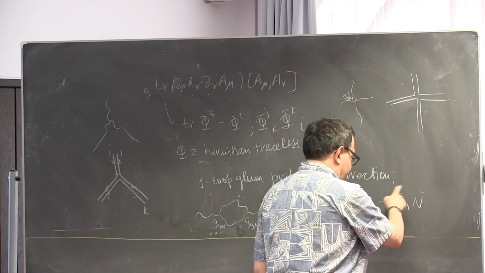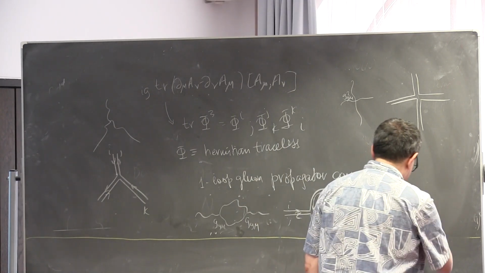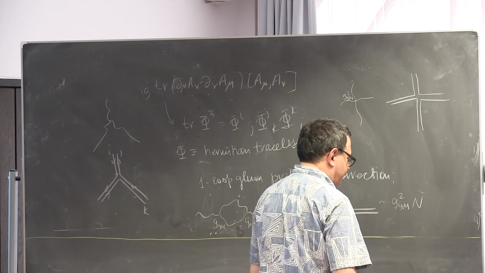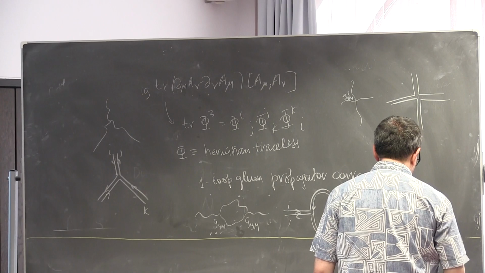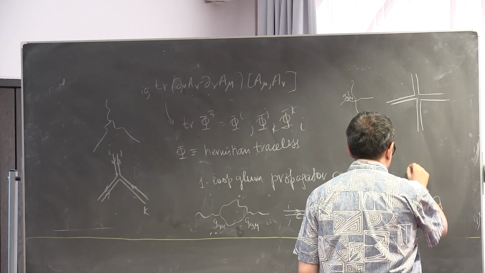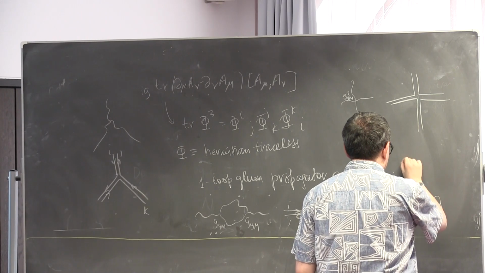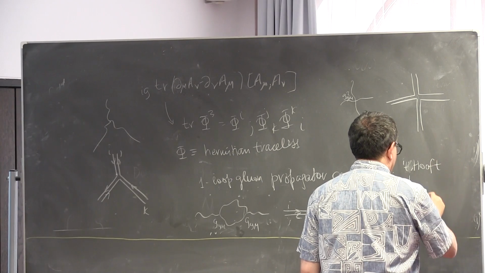So clearly, you don't want this to diverge. So you want to keep this fixed in the large N limit. And this is actually often called lambda. And this is called the 't Hooft coupling.